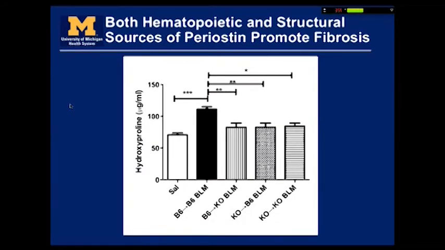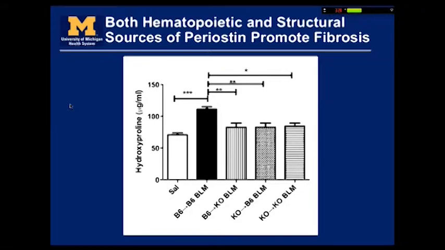Now, because we were interested in that question of whether the circulating source or the structural cell source was important, we created bone marrow chimeras in every combination between the knockout and the wild-type mice. So here, when we transplant Black 6 bone marrow into a Black 6 mouse, this essentially recreates a wild-type mouse. Here, knockout into knockout kind of recreates the knockout mouse. And as expected, the wild-type mice develop fibrosis to bleomycin.